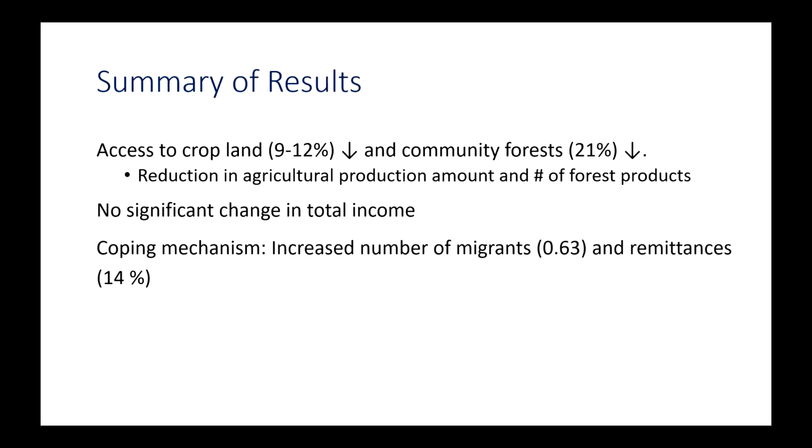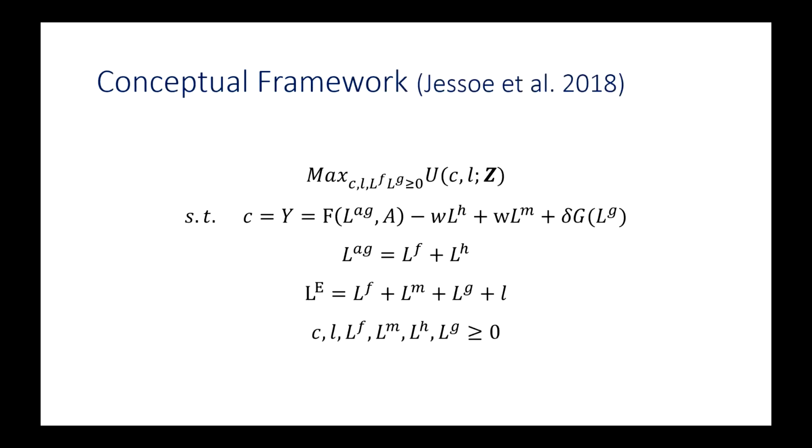To give you a heads up on the results, we find that the agricultural concessions have decreased access to cropland and also decreased access to community forests, which led to a reduction in the production and the amount of forest products that people harvest. But we don't really find significant changes in total income. And as a coping mechanism, we find an increase in the number of migrants in the villages or towns affected by these concessions compared to those that are not affected. And we find an increase in the remittances received by the households living around the concession areas.